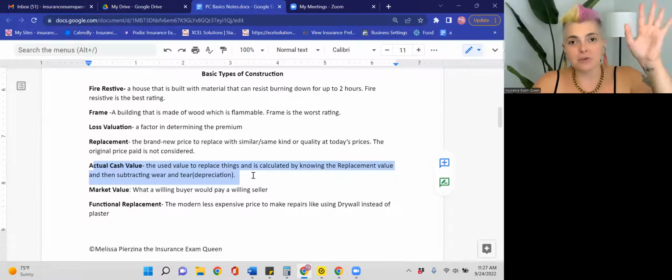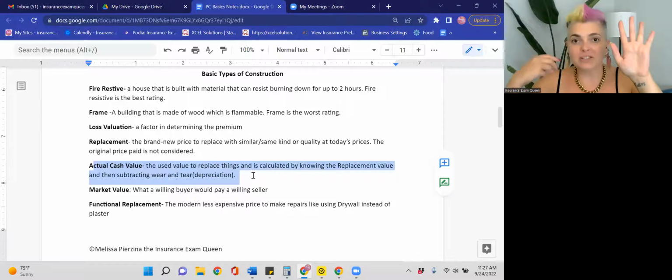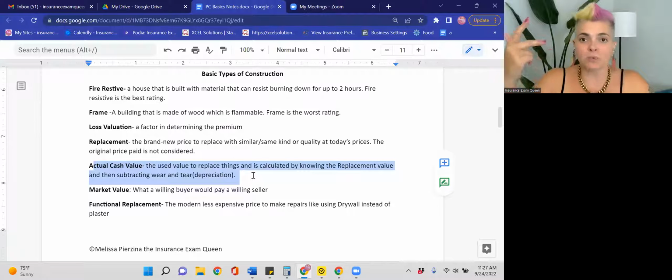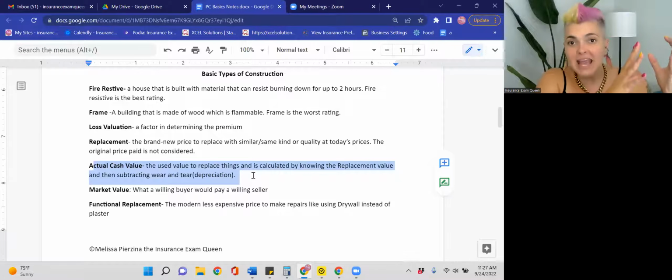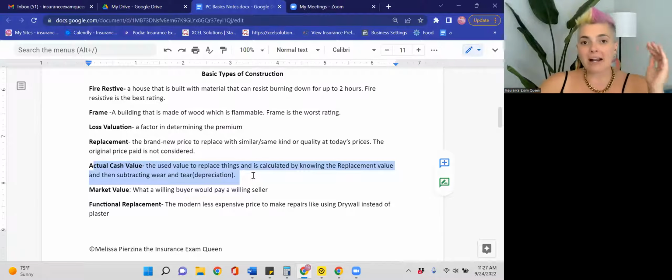So the actual cash value is, okay, this dress was $100 brand new, but you've worn it, you washed it, it's got cat hair on it. The best I can pay you is $60 for it or whatever. So actual cash value is considering the brand new value minus the fact that you've worn it, that it has wear and tear, that it has depreciation. We subtract that from the replacement value, and that will equal actual cash value. So actual cash value is replacement cost minus depreciation. Actual cash value is replacement cost minus depreciation.